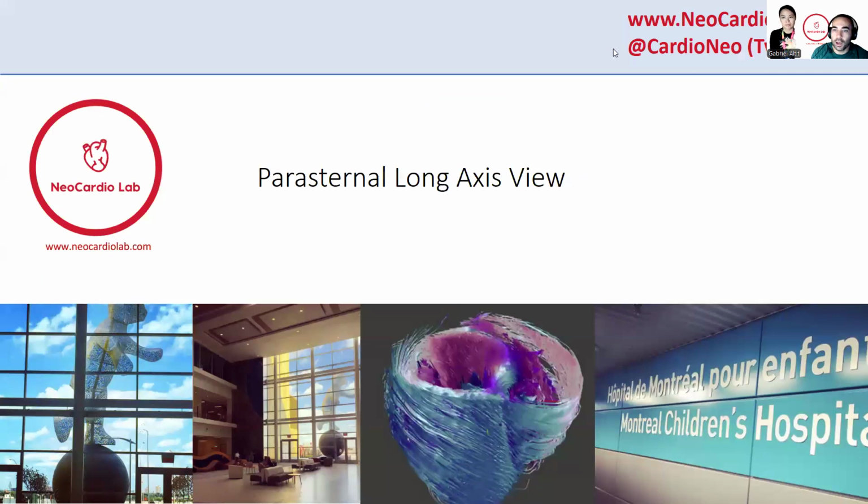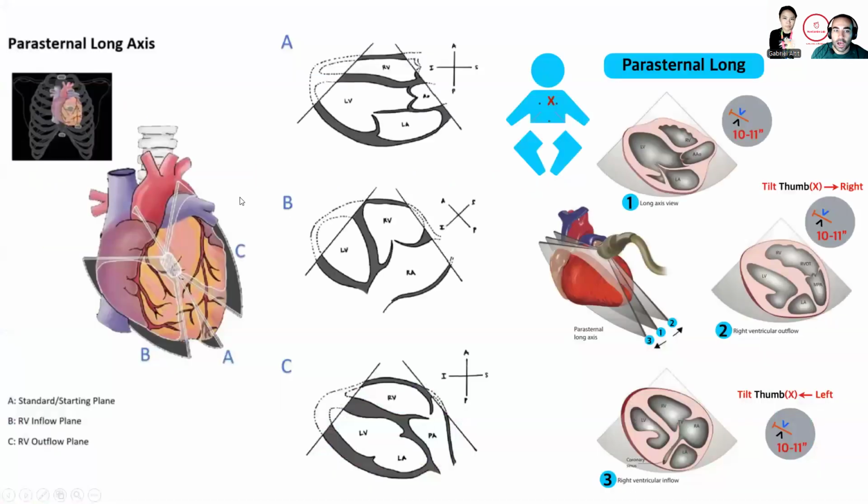So we'll go with the common views, and some of these slides will be available to you so that you're able to go back and study from them before you are actually going to practice for the hands-on stations. The first one we'll talk about is the parasternal long axis view.